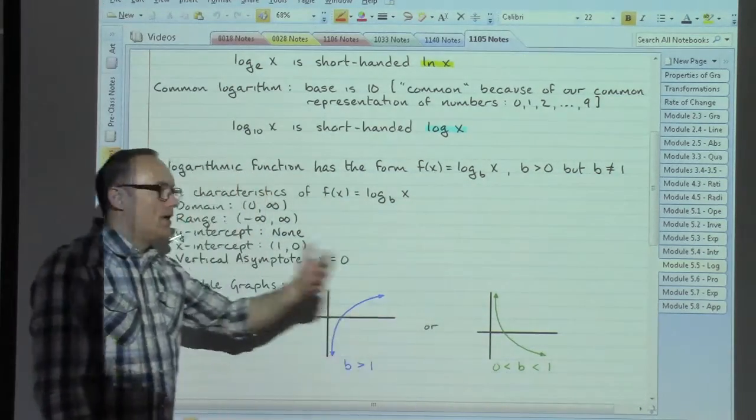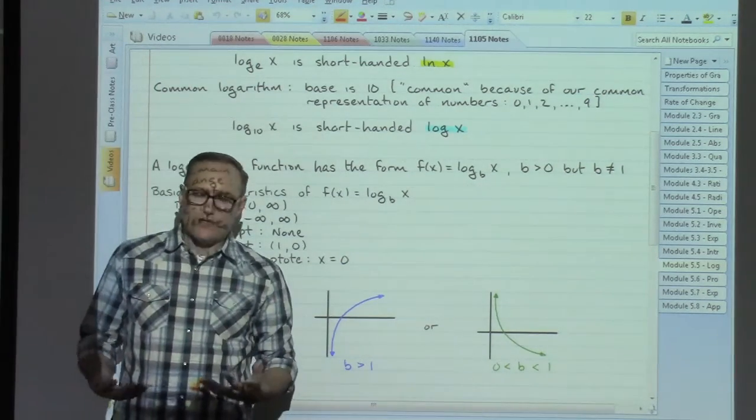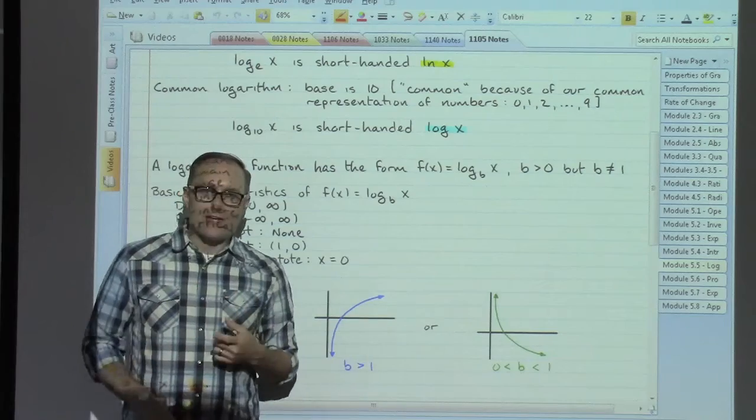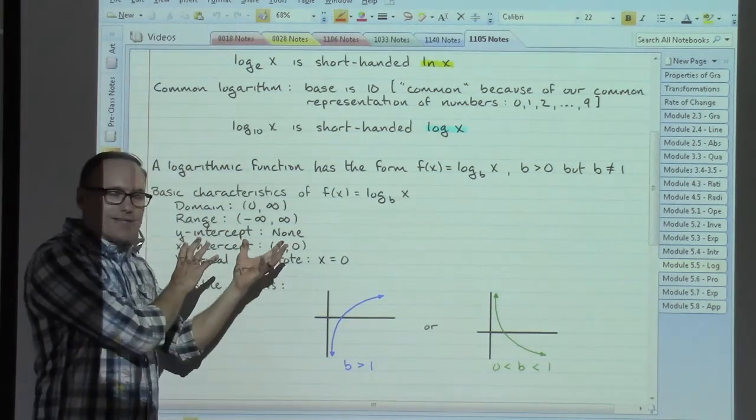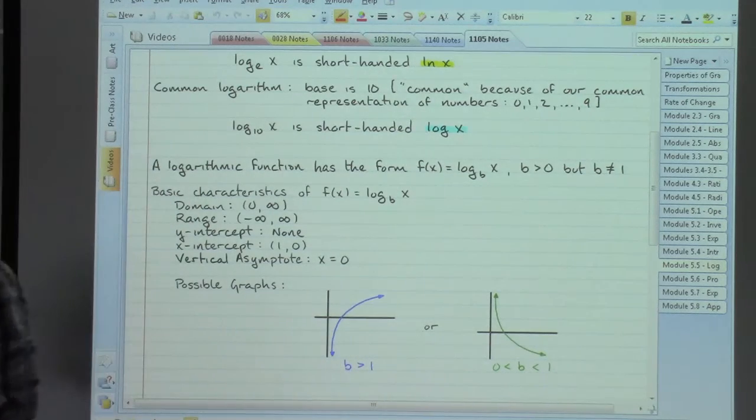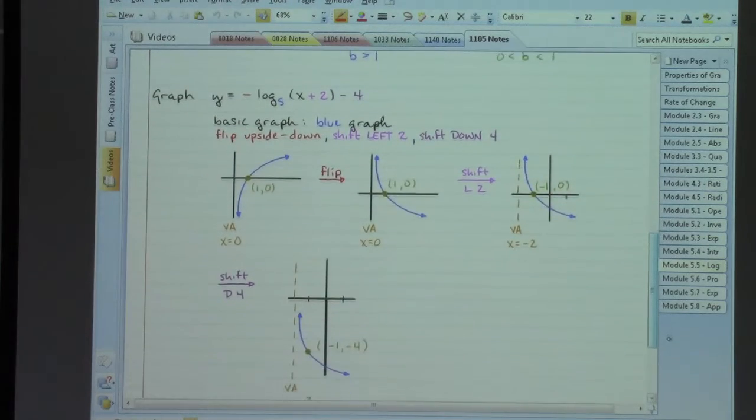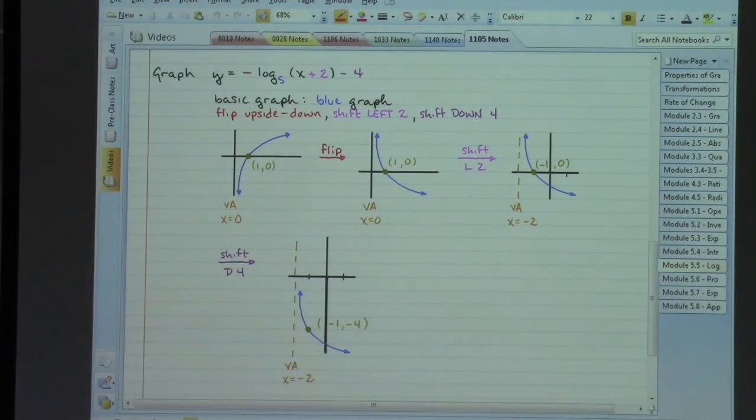So that's the stuff that we've got. Again, like we said before with our functions, we'd be interested in all that transformation business, what kind of stuff happens to our list of basic characteristics when we start making those changes to the function. How's that going to impact changes to our graph? So we can look at, we'll just do one example in this particular case of how everything plays out.